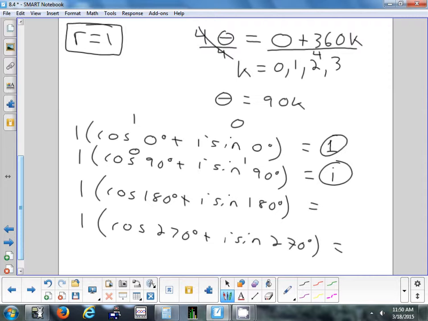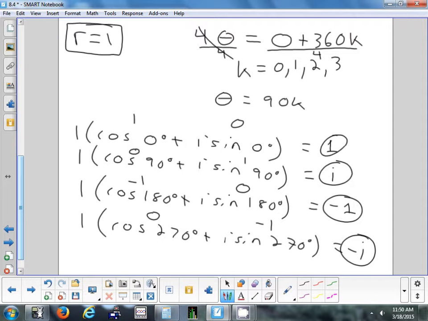Let's check this one. Okay, cosine of 180, negative 1. Sine of 180 is 0. Imaginary part's gone. Got 1 times negative 1. Negative 1 times negative 1 times negative 1 times negative 1. Yep, that's 1. So that's our third answer. And our last one, let's see. This part is 0. Sine of 270 is negative 1. So we get negative 1 times i. And if you multiply negative i times negative i times negative i times negative i, you get 1. So these are the 4 answers you're looking for.